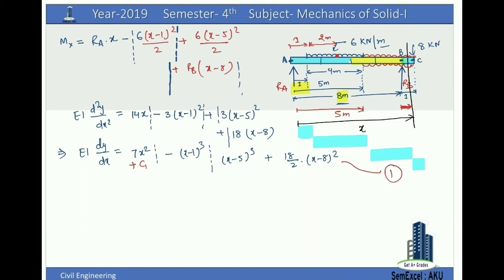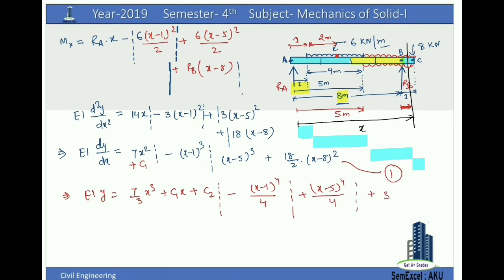Again we have to integrate equation 1. We will get EIy is equal to 7 by 3 x cube plus c1x plus constant of integration c2, so the first term, minus we have to integrate the second term, x minus 1 whole cube will be equal to x minus 1 whole 4 by 4, plus x minus 5 whole 4 by 4, plus 3 into x minus 8 whole cube. So this is the second equation.